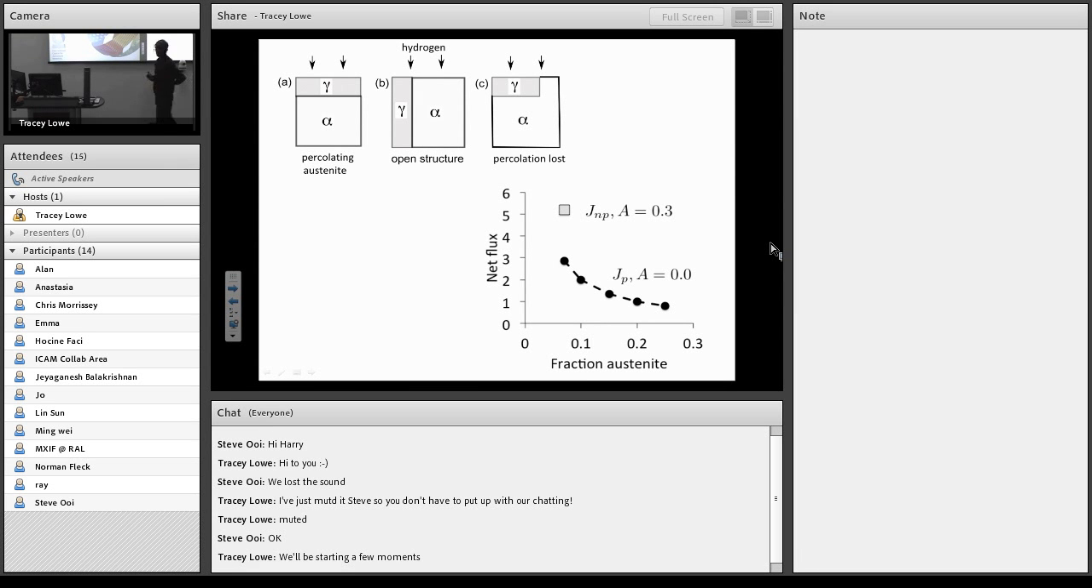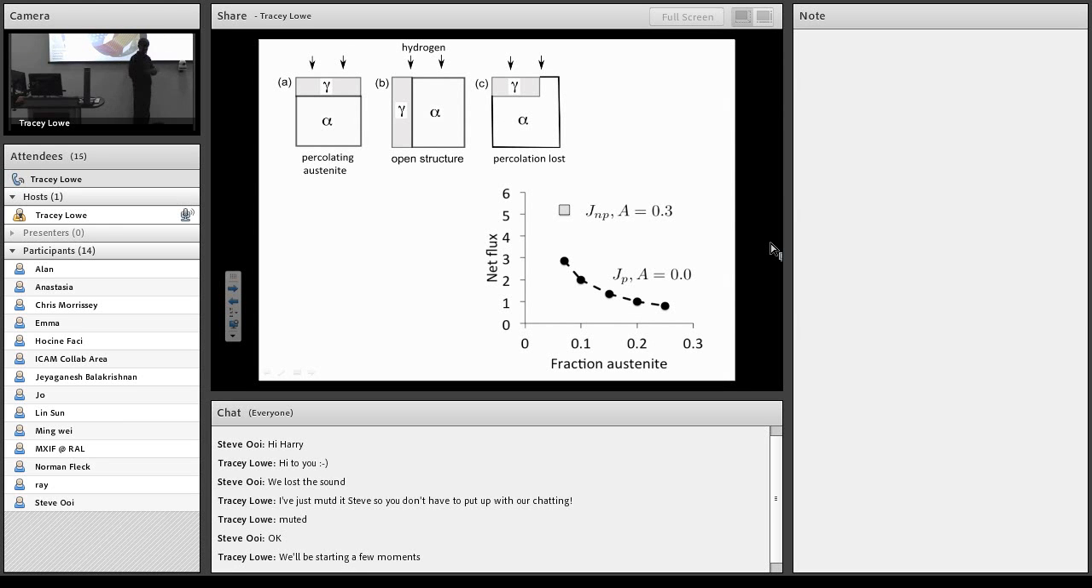But if you have things like cracks, then the difference will not be as large, because the apparent activation energy for diffusion will be much higher than just for diffusion in ferrite. That was the gray shaded region that I showed you in the slide. So we did some calculations accounting for the trapping for these three scenarios.